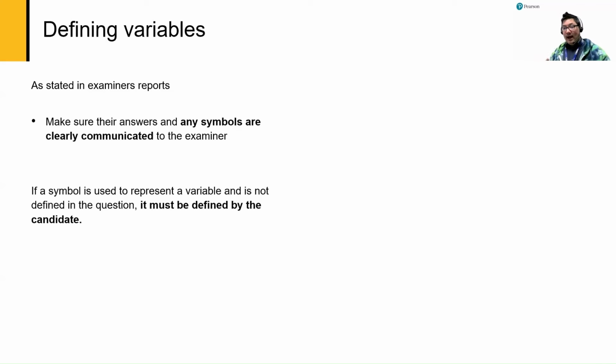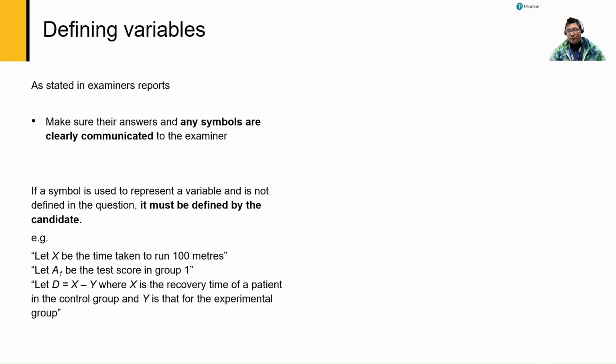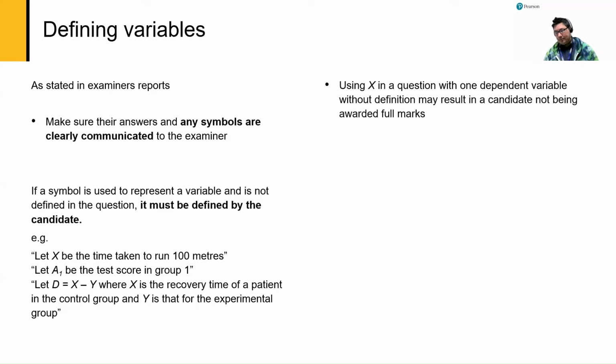So if it said we are looking at the heights of people, but it doesn't say X is the height of people, then the candidate should be writing down, let X be the heights of people. They have to be defined. For example, it could just be let X be the time taken to run 100 meters. You could say let A1 be the test score in group one. Another one that comes up quite a lot in hypothesis tests: let D be X minus Y, where X is the recovery time of a patient in the control group and Y is that for the experimental group. So you can see that every single letter there has been clearly defined.